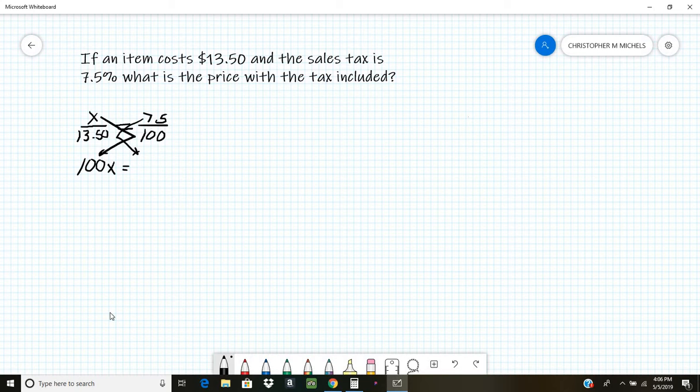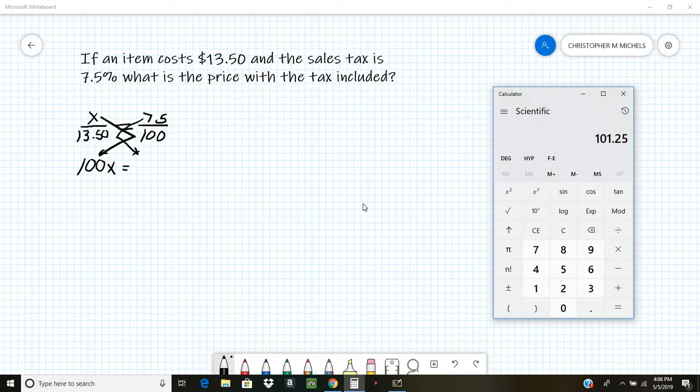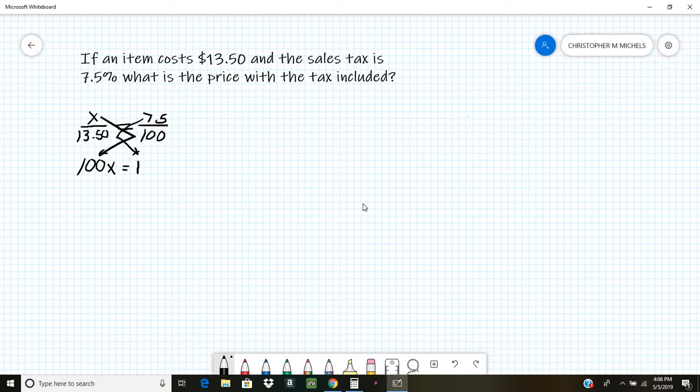7.5 times 13.50. Let's see, let's pull that up. I think I had that preloaded on my calculator. Yep, I did. Thinking ahead. Let's see, so that gives me 101.25. Okay, then we divide by 100. Divide this by 100. So those cancel out. I'm left with X. So that'll give me, move that over twice, 1.0125.